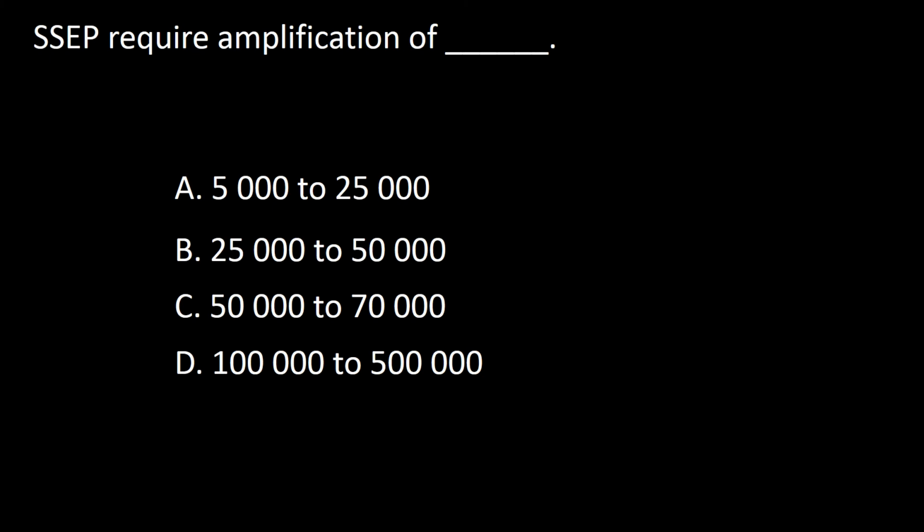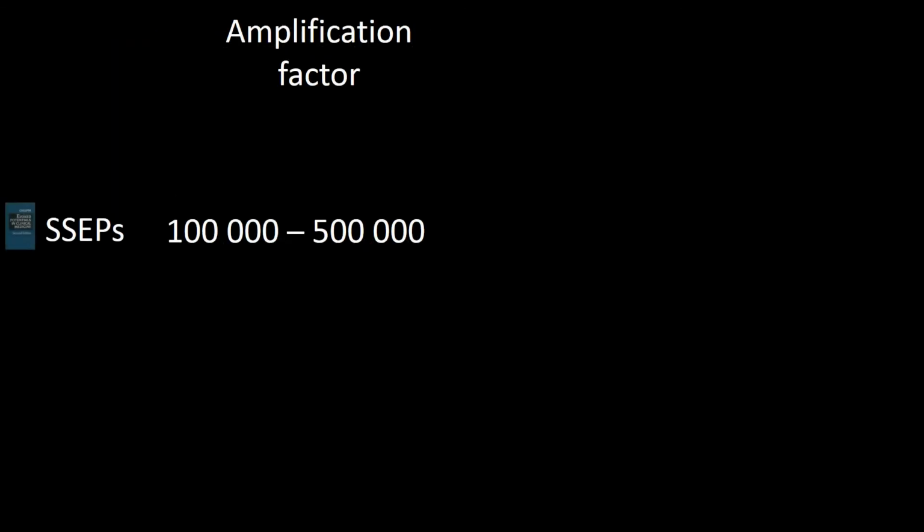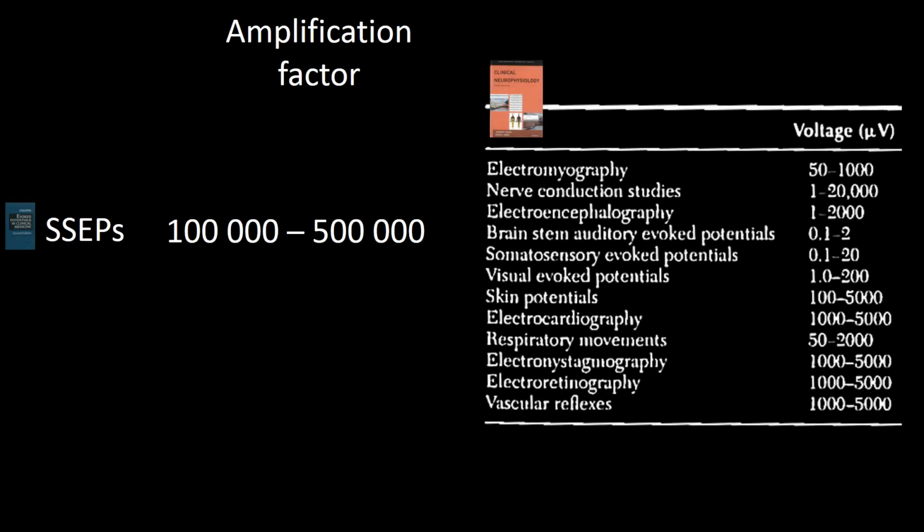Next question. Somatosensory evoked potentials require amplification of A, 5,000 to 25,000; B, 25,000 to 50,000; C, 50,000 to 70,000; D, 100,000 to 500,000. Chiappa's book states that the amplification factor needed for somatosensory evoked potential is from 100,000 to 500,000. Remember that the usual voltage being recorded during somatosensory evoked potential ranges from 0.1 to 20 microvolts, as we have previously mentioned.